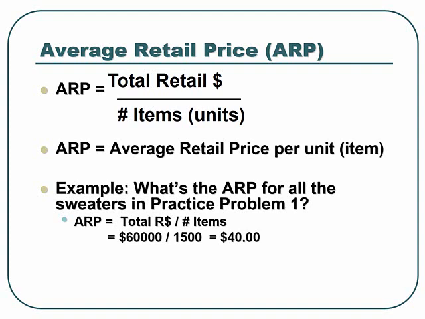For example, in the previous problem that we looked at, the total retail for the total merchandise was $60,000, and the number of items was 1,500 units. So that leads to the ARP of $40. We already knew that ARP was $40 from the given problem because the problem said that all 1,500 sweaters are going to be retailed for $40. But even if we didn't know that information, as long as we know the total retail is $60,000 and we have 1,500 units, we should be able to calculate the ARP, the average retail price, for 1,500 sweaters by knowing those two pieces of information through this calculation.